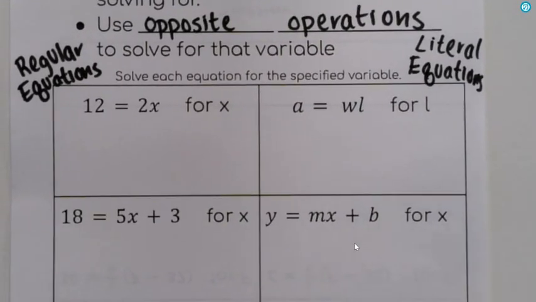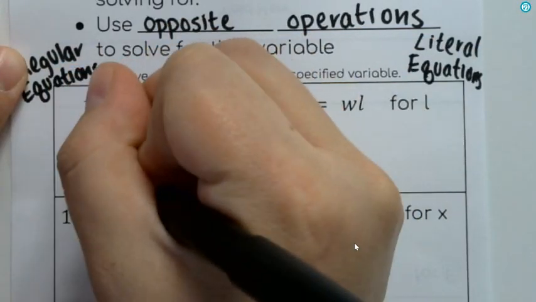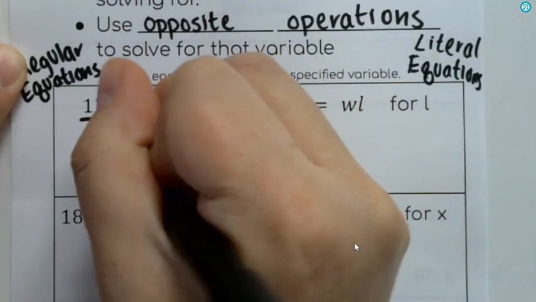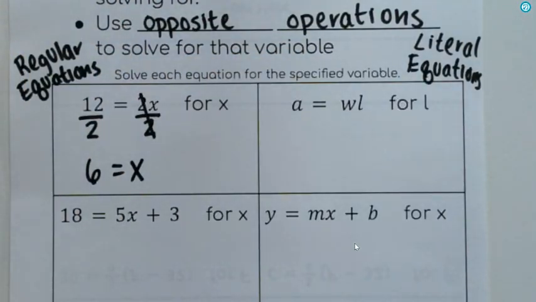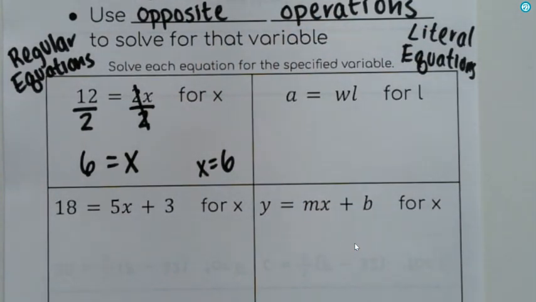So, this first one, we've got 12 equals 2x, and we are trying to solve for x. How would we solve for x in this problem? Judah. You would divide 2 on both sides? Yep, we would divide both sides by 2. 12 divided by 2 is 6. These 2's cancel, so we just get x equals 6, which we can flip around here at the end if we want to be x equals 6 instead of 6 equals x.